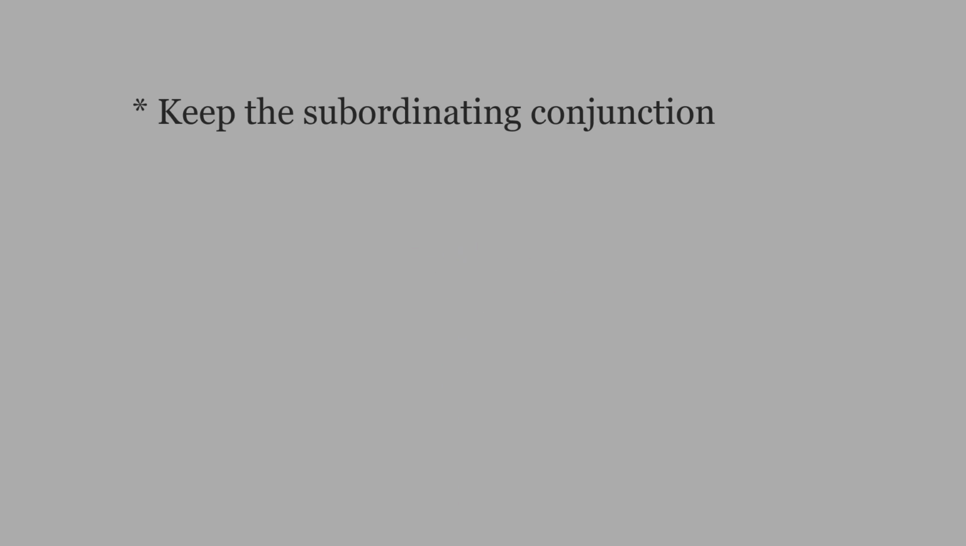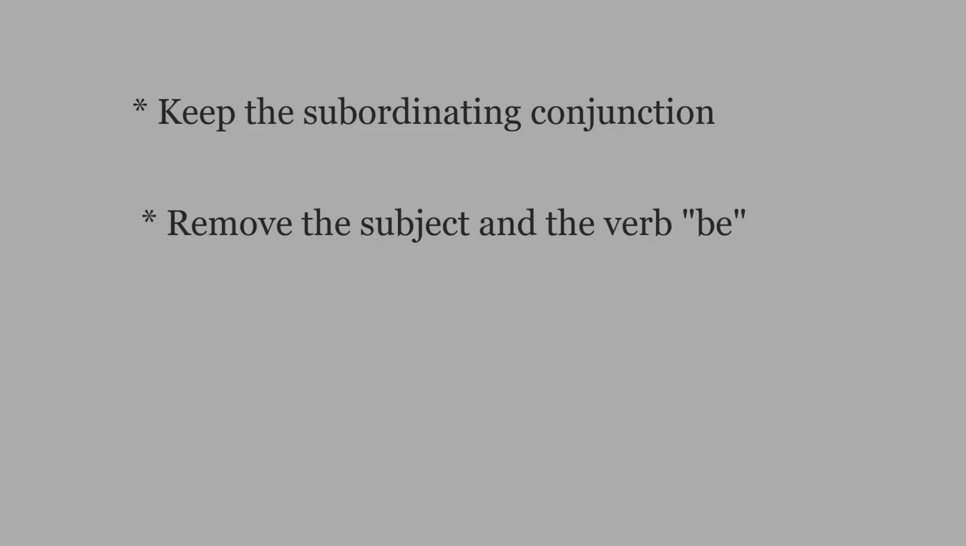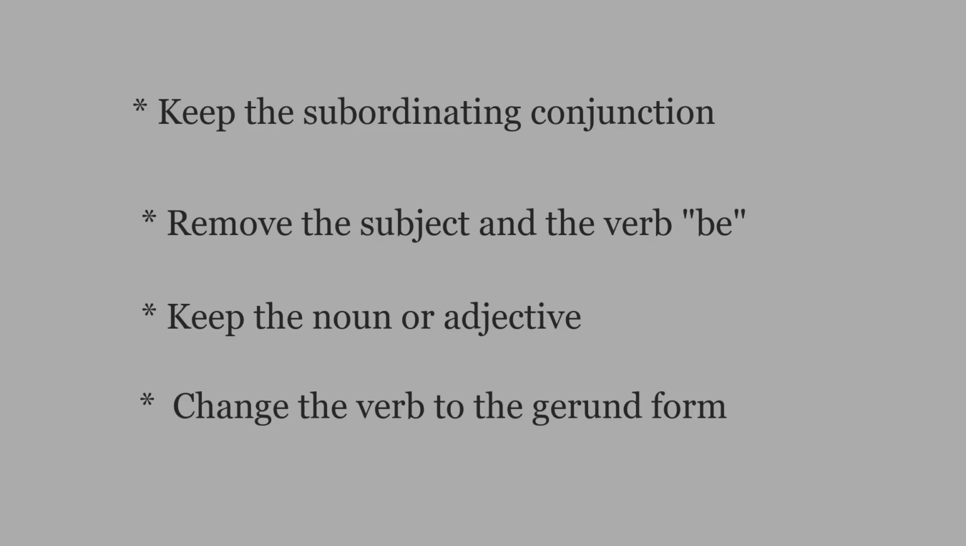For reducing this kind of adverbial clause, there are 4 steps. Step number 1, keep the subordinating conjunction. Step number 2, remove the subject and the verb be. Step 3, keep the noun or adjective. And the last step, change the verb to the gerund form.